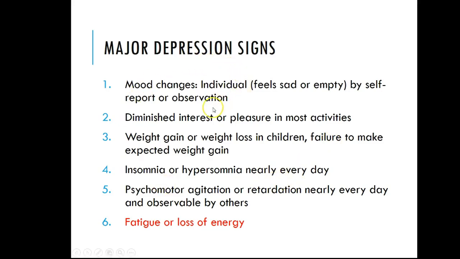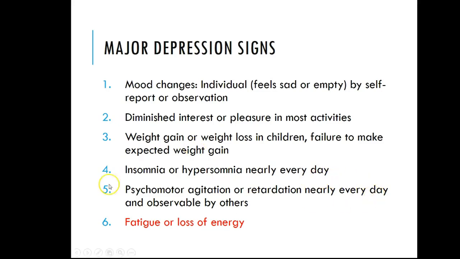We also see mood changes, individuals feeling sad or empty by self-report. It could be via observation as well. And then differences in weight gain or weight loss. For older adults, it could be in the form of weight gain or weight loss. But in children, it's a little trickier. It could even be as simple as failure to make the expected weight gain. So if a child by the age of 4.5 is supposed to weigh 35 pounds, perhaps they weigh 25 pounds. And we use that as a point of investigation into what's going on and why the child is constantly failing to make the expected weight gain.